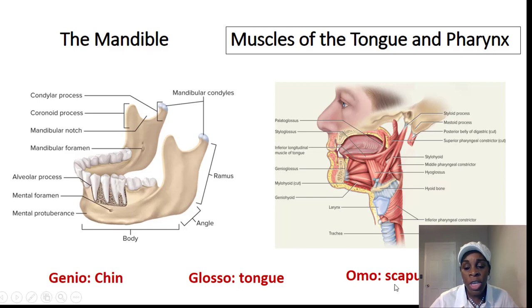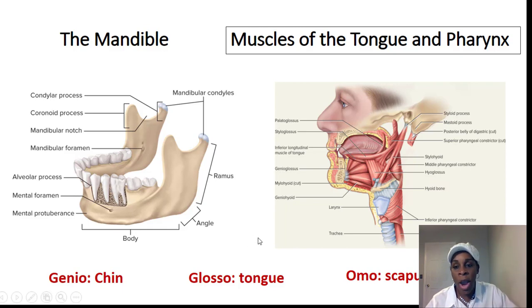You see here, if you hear the word omo in the name of the muscle, it means the muscle is attached to your scapula. The word glosso means it is related to your tongue, and genio to your chin. Example, geniohyoid, it is the muscle that's connected from your chin to your hyoid bone. Mylohyoid is the muscle that connects the molar, like your tooth area, to the hyoid. So it goes from your tooth to your hyoid. Genioglossus, since genio means chin, glossus means tongue, from your chin to your tongue. So every muscle here will kind of make sense.